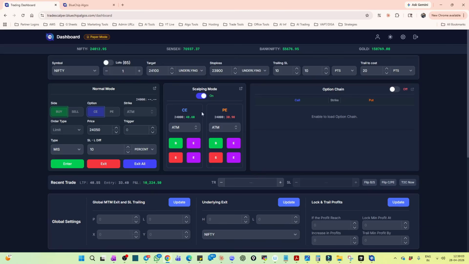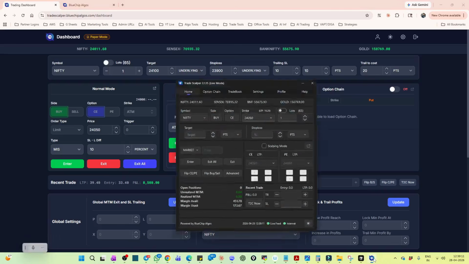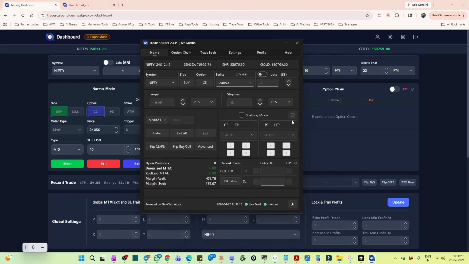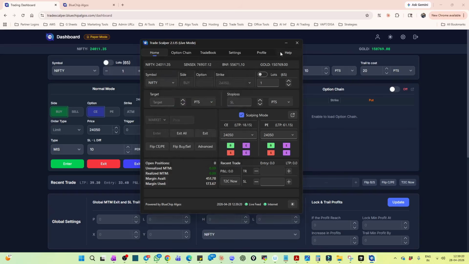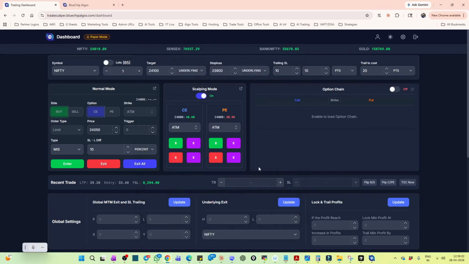So these are extremely useful. Try these out and tell me how these are being useful. I'm very sure people love this, because even in our desktop product we have that pop out in our scalping mode, and many people commented that this is very, very useful, and so we have implemented the same in the web version as well.